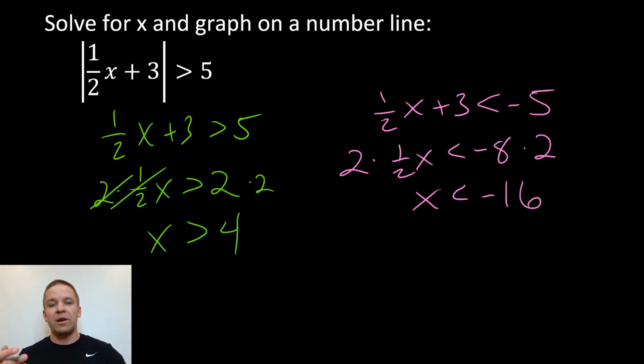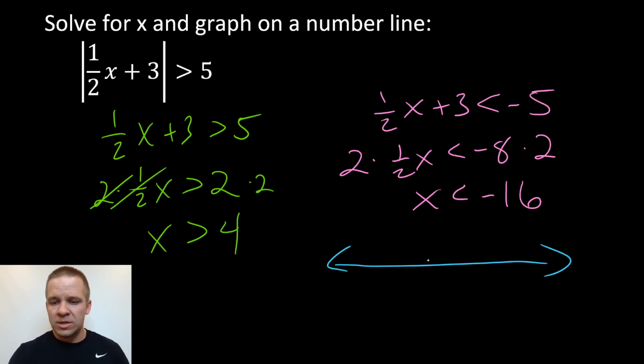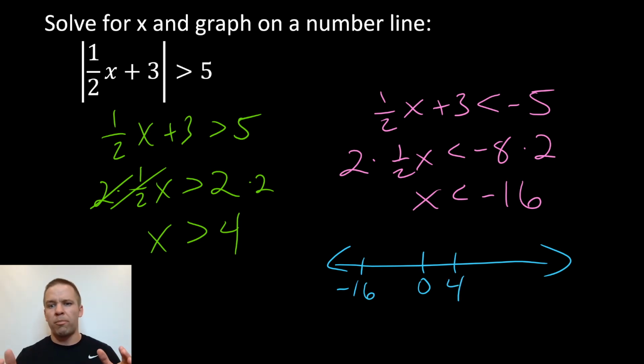Now, it does say to graph on a number line. I'm going to have to write this as a final statement. It's greater than 4, and it's less than negative 16. So when I graph this on a number line, let's see how this is going to look, because it can kind of help us write out our final statement. So I'm going to have 0, let's say right here, and negative 16 all the way down here, and we'll put 4 a little closer. That way it's a little bit more proportional, right? It's not the best, but it's okay.